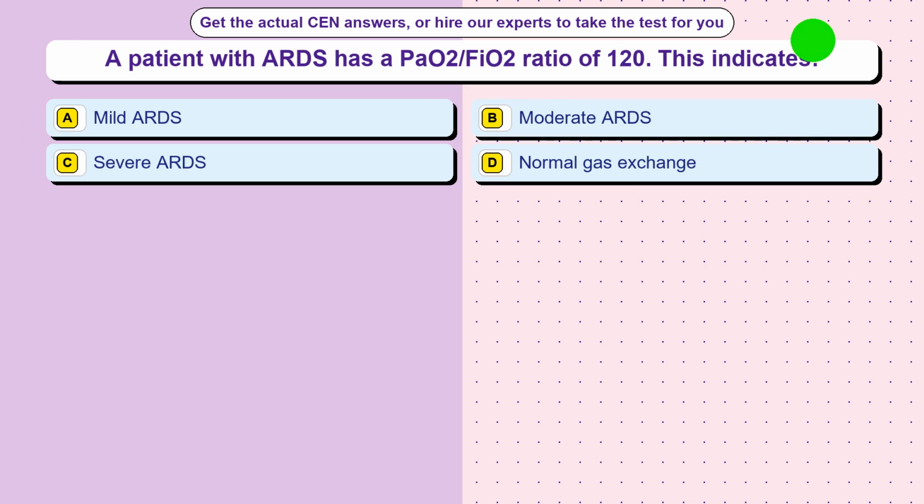Question 13. A patient with ARDS has a PaO2/FiO2 ratio of 120. This indicates Option A, mild ARDS. Option B, moderate ARDS. Option C, severe ARDS. Option D, normal gas exchange.